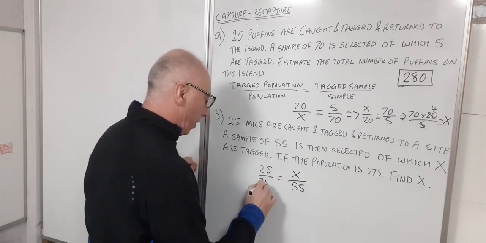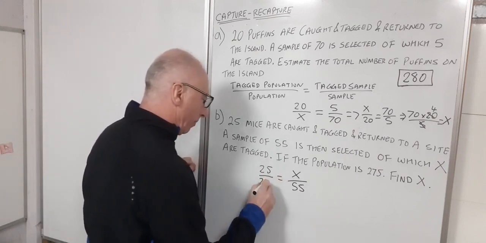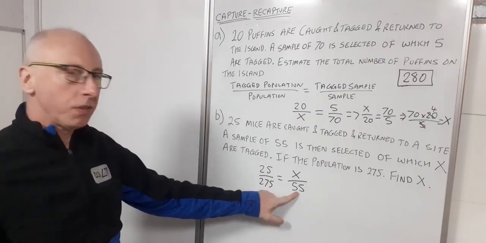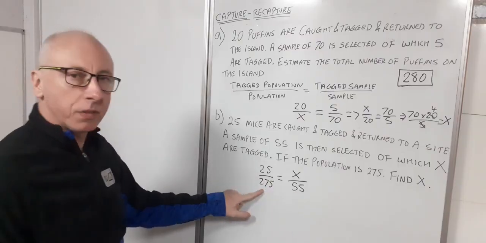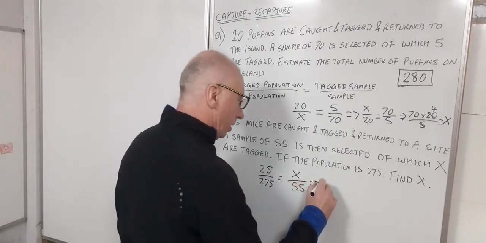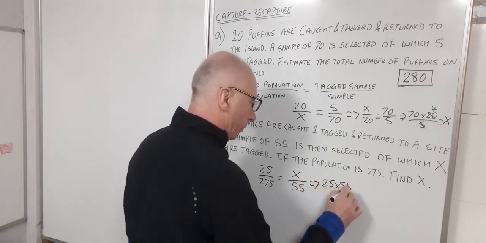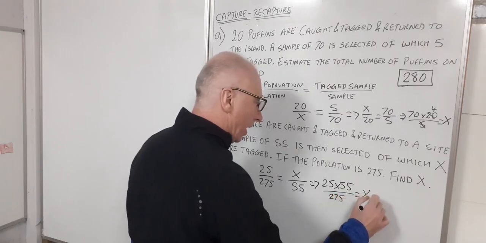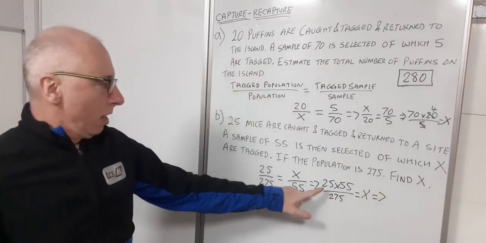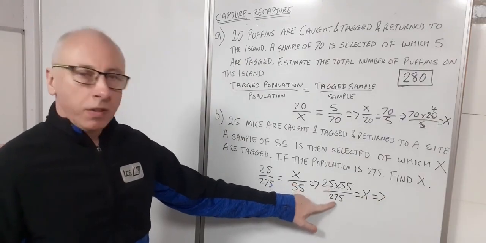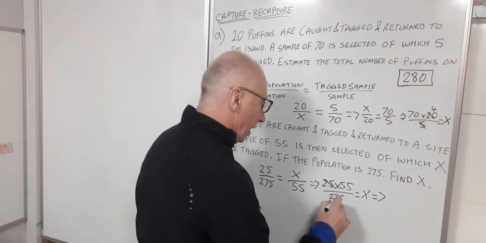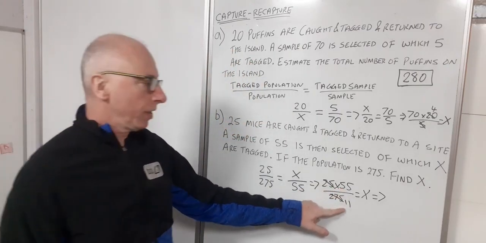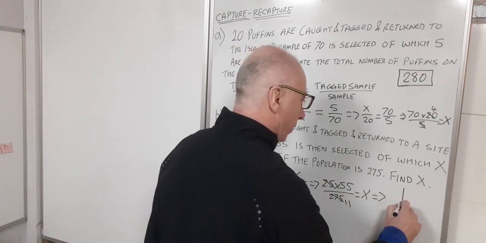So 275. Okay. So now what we can do is to solve for X, get this 55 out of here, so multiply both sides by 55. So 25 times 55 over 275 equals our X. So 25s into 275 go 11, so that can cancel out and that becomes 11. And then we've got 55 divided by 11, so therefore X equals 5.